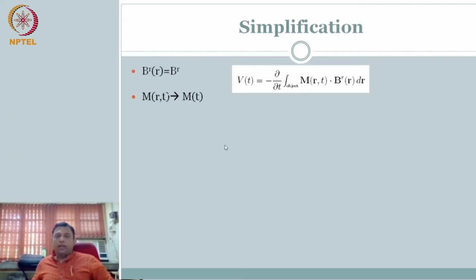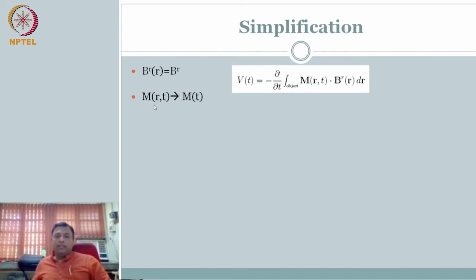Okay, so what I have done is, let's assume B_R(r) is B_R, that is, it is uniform sensitivity of the coil. Then I have M(r,t) reducing to M(t), meaning I've taken a small volume, so it's a homogeneous volume. There are not many changes within the given volume.